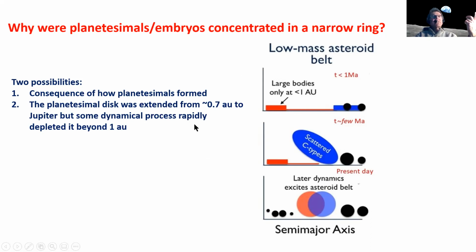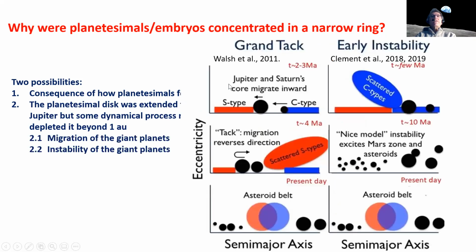And two of these processes have been proposed. One is based on the migration of the giant planets. So as I showed you before, Jupiter initially tends to migrate inwards, but once Saturn shows up and captures Jupiter in resonance, if the disk is cold enough, migration is reversed. So in 2011, Walsh et al. postulated that maybe Jupiter migrated down to 1.5 AU before being pulled back by Saturn.